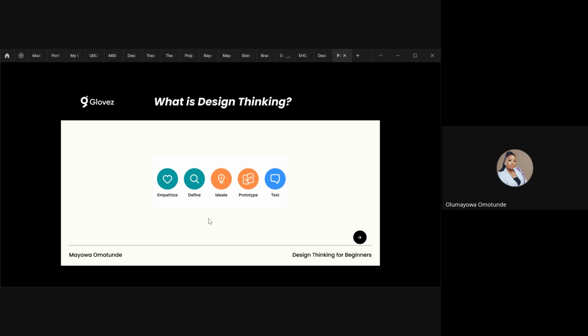The design thinking process uses this framework: empathize, define, ideate, prototype, and test, which we'll be looking at in this session. Basically, the design thinking process emphasizes understanding the needs of the users. For you to understand their needs, you have to put yourself in the shoes of the users, empathize with them, and understand the problem. You can't really solve a problem that you don't understand.